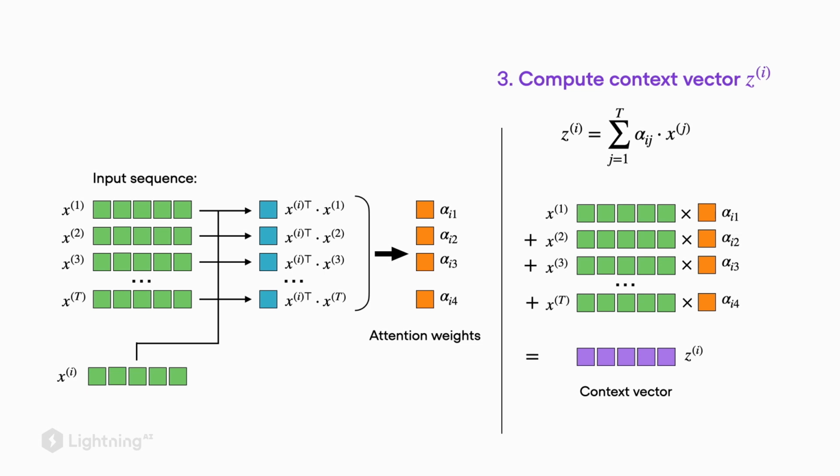However, notice that this self-attention mechanism does not have any learnable weights. So there's nothing that can be learned during backpropagation or the neural network training. So in the next video, we will introduce the real self-attention mechanism with the learnable weights.